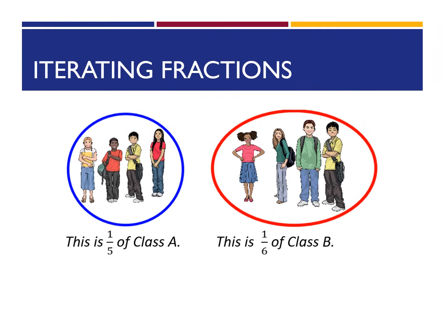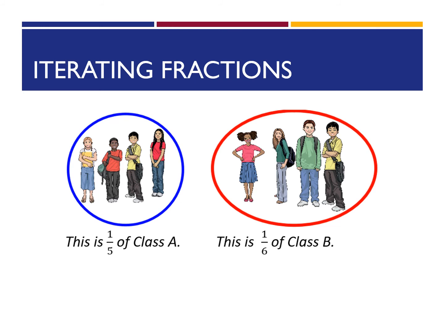Now we can also look at iteration from this perspective. So here's a problem. The blue circle represents 1/5 of class A. Inside the red circle is 1/6 of class B. How do you think you could solve this problem? How many children are in each class? Which class is bigger? Which class is smaller? Can you describe what you did using iteration as the idea, as the concept behind it?